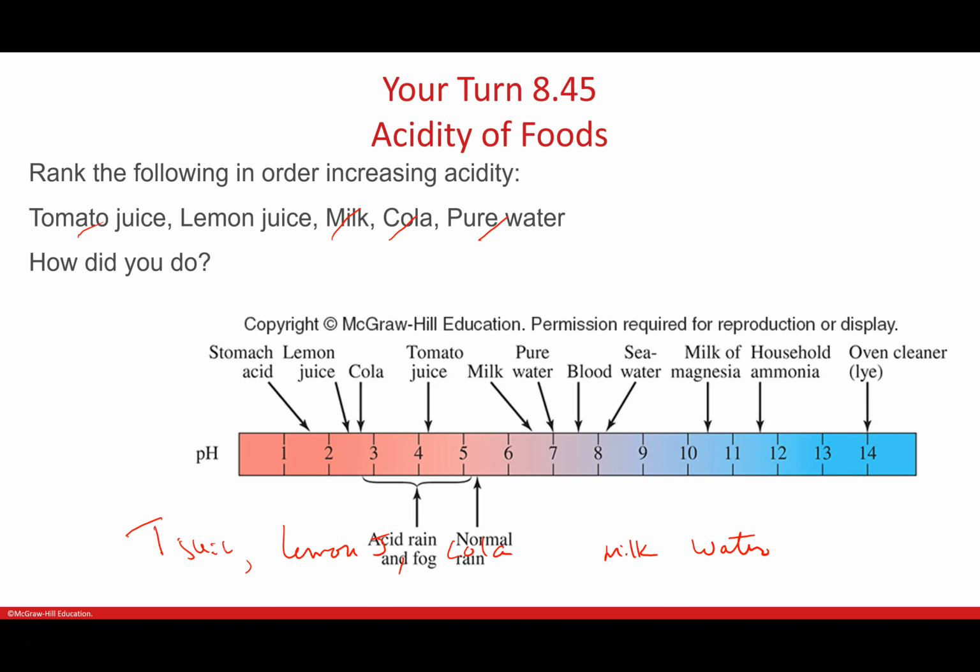Let's see how we did. So these are some common things. Milk is, so water, we're doing pretty good. Water, milk, tomato juice would have gone next. But we did cola and lemon juice. Not bad. Good. It should be on your sheet. Oh, it's not on your sheet? Oh, sorry. So the real answer was simply to take tomato juice and move it over after milk.